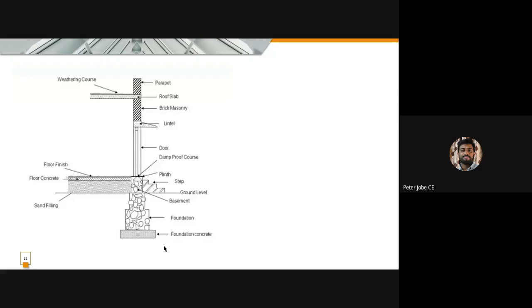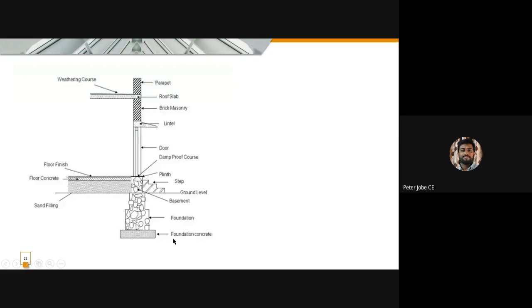So if we are going to increase the area, then the load coming from the building will be distributed over a larger area, hence the stress will be less, and it will come below the bearing capacity of the soil, hence it will be safer. That's the basic idea of providing a foundation concrete at the bottom.